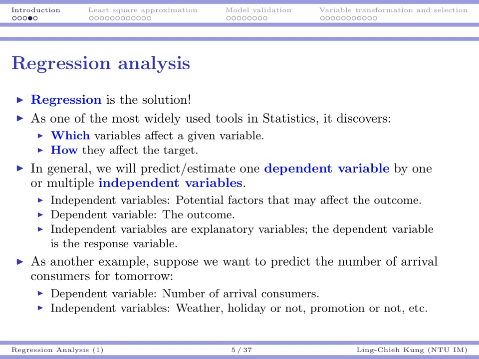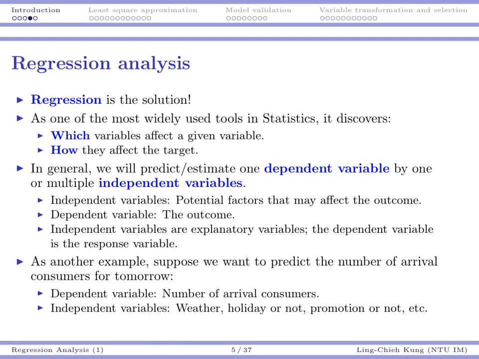Just like in the previous example, when you have house, when you have size and number of bedrooms, regression is going to tell you which variable is more important, or both of them are important, and how they affect the target. In general, we will predict or estimate one variable that we call a dependent variable. And to do that, we're going to utilize our knowledge on multiple independent variables.